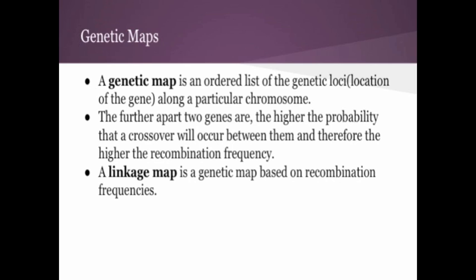Genetic maps. A genetic map is an ordered list of the genetic locations of genes along a particular chromosome. The further apart two genes are, the higher the probability that a crossover will occur between them, and therefore the higher the recombination frequency. A linkage map is a genetic map based on recombination frequencies.